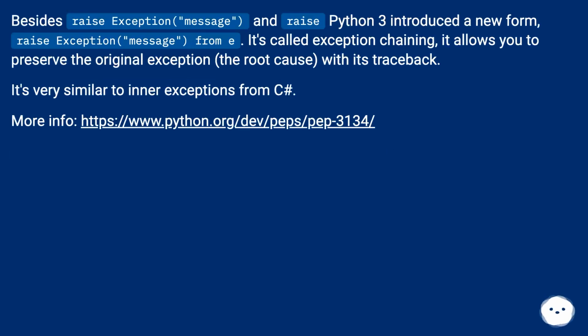Besides raise exception, message, and raise, Python 3 introduced a new form: raise exception from E. It's called exception chaining. It allows you to preserve the original exception, the root cause, with its traceback. It's very similar to inner exceptions from C#. More info at this URL.